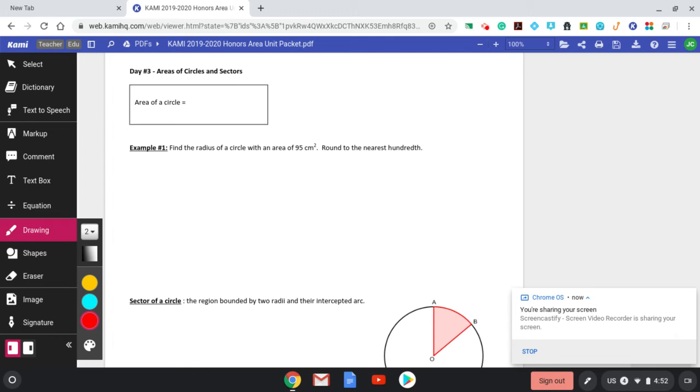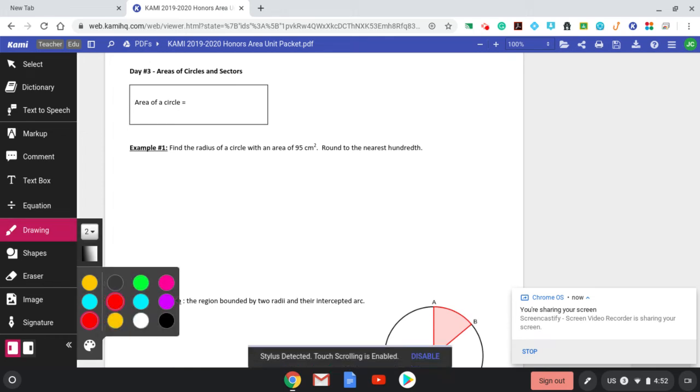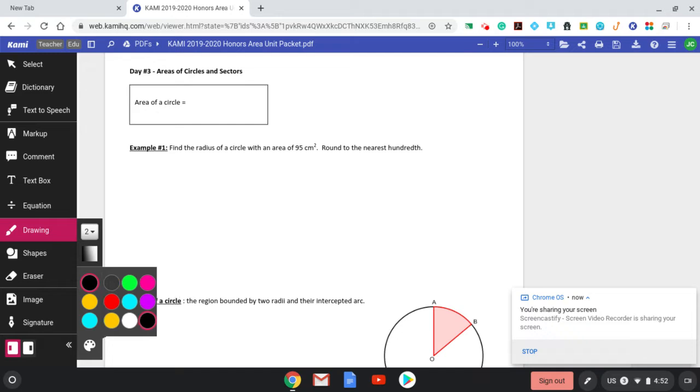Okay, here we go, everybody. Moving on to day 3 of the area unit. So far, we've covered areas of a triangle and parallelogram, and then we did a day on area of a trapezoid, rhombus, and kite. Now we turn our attention back to our previous unit, which is the circle. Area of a circle, I've written this on day 1, is pi r squared.